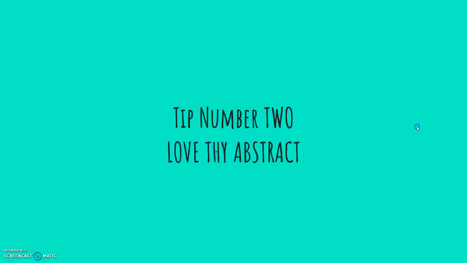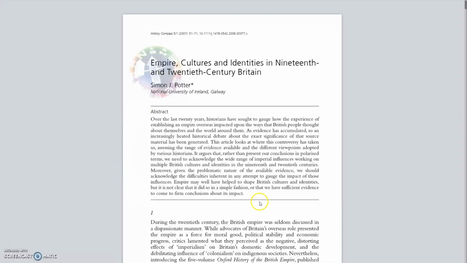Tip number 2. Treat the abstract as your best friend. But what is it? An abstract is a summary of the whole article. It gives you a brief rundown of the main points. Reading this can save you time in the long run. In this abstract, the author, Simon Potter, outlines what historians have already said, the purpose of the article, and his line of argument.